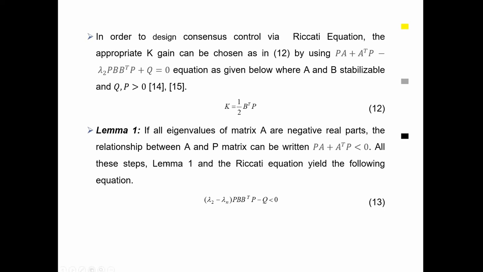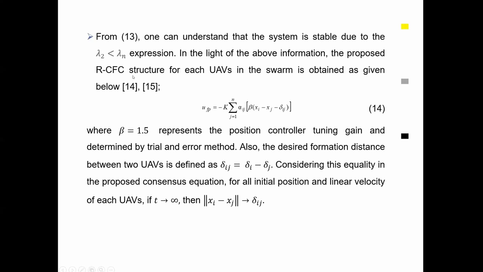We have some lemma. In lemma one, if all eigenvalues of matrix A have negative real parts, the relationship between A and P matrix can be written as PA + A^T P smaller than zero. From all these steps, lemma one and the Riccati equation yield the following equation. From equation 12, we can see that Q and P, B^T B, P are all constant. So the necessary condition must be satisfied by using lambda 2 and lambda n. How can we achieve this stability? Lambda 2 must be smaller than lambda n.